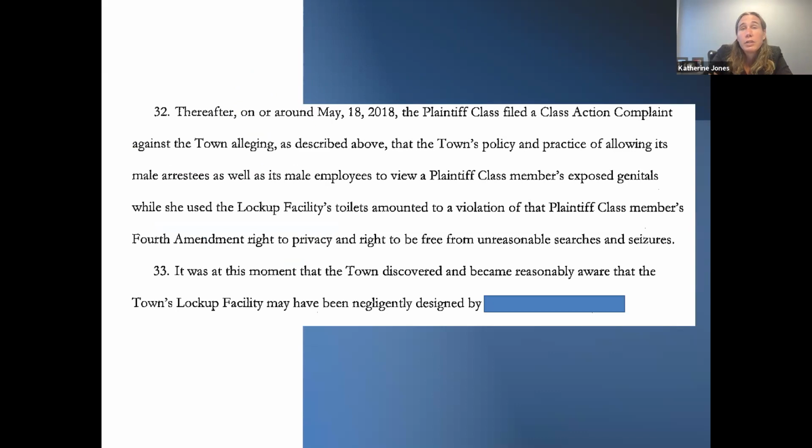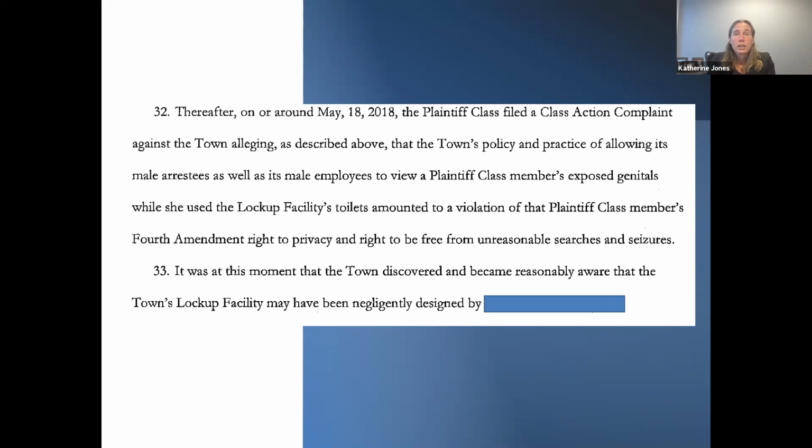And they said that the municipal entity's practice of allowing male arrestees, as well as its male employees, to view female arrestees while they were using the toilet facilities in the prison system violated the plaintiffs' Fourth Amendment rights to privacy, to be free from unreasonable searches and seizures. So what does that mean essentially? There was this lockup facility, and men were supposed to be on one side of the facility and women were supposed to be on the other side.